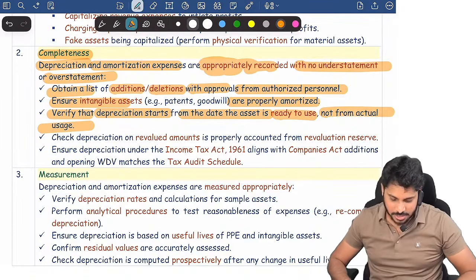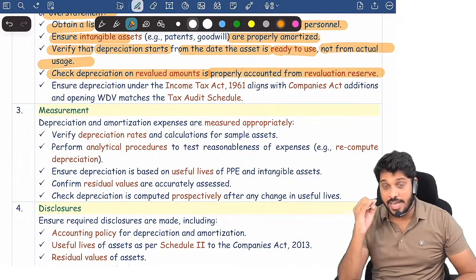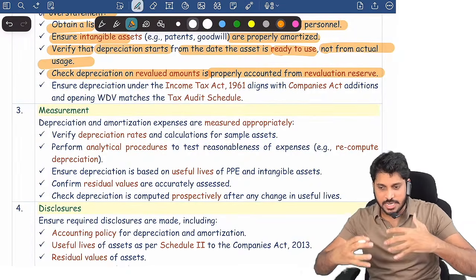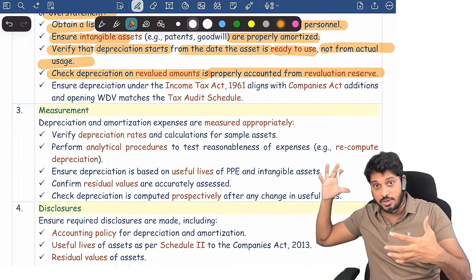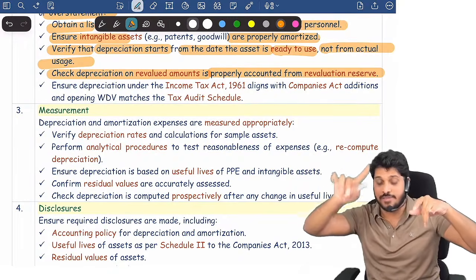So next, check depreciation on revalued amounts is properly accounted, and then it is amortized, it is debited to revaluation reserve. Suppose if at all there is an increased revaluation and earlier revaluation has already happened, if any depreciation related to revalued portion, we should adjust it from revaluation reserve.